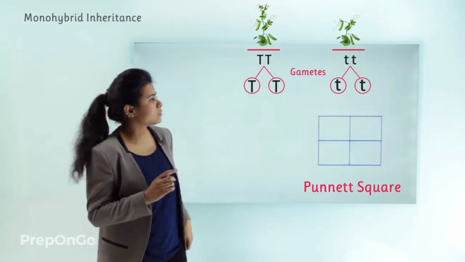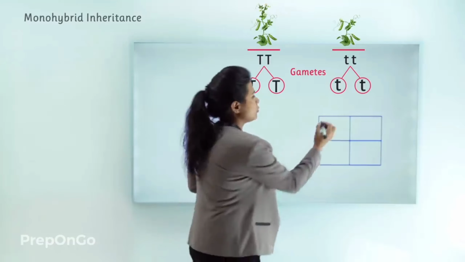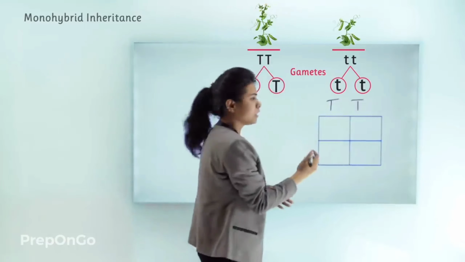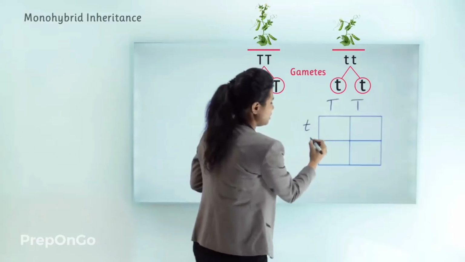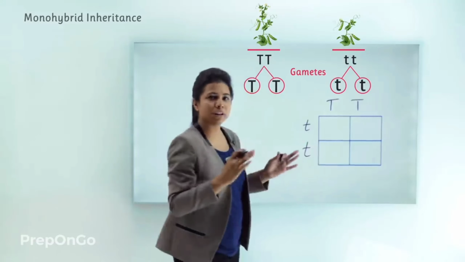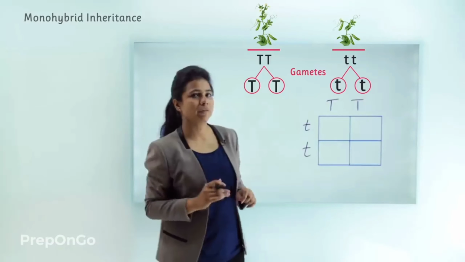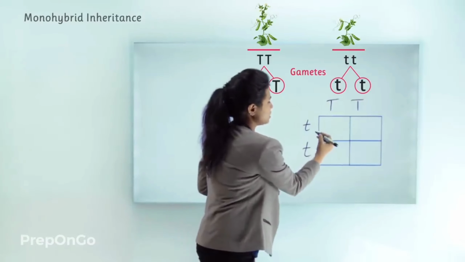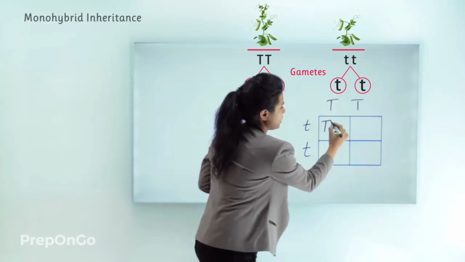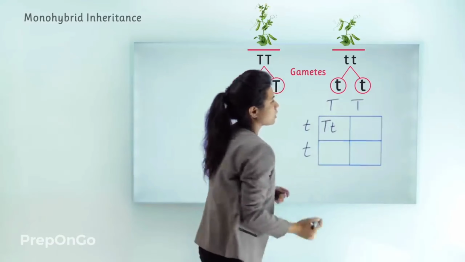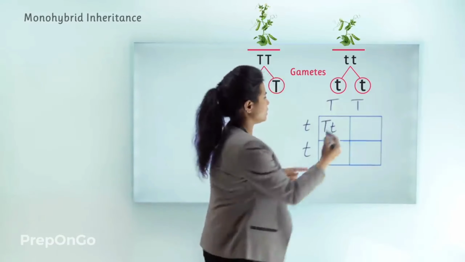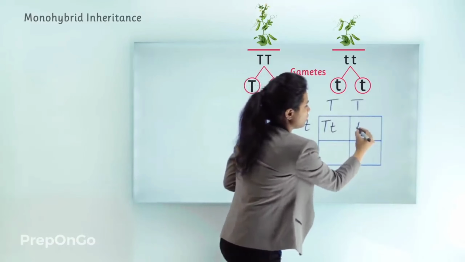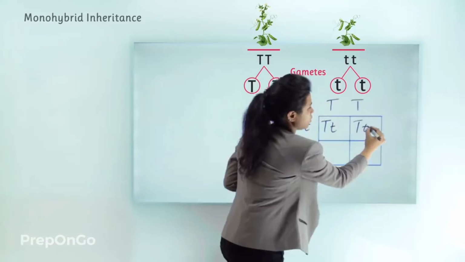Now let's fill the genes here. So we are writing capital T and capital T on the top and small t and small t on the left hand side. Now we will fuse them. So when I fuse this T with this t, it will become one capital T and a small t. Similarly, I will do with this. Capital T will fuse with this small t, so it will be capital T and small t.